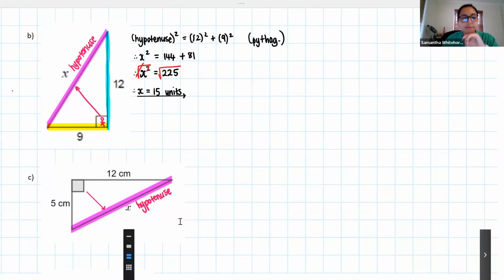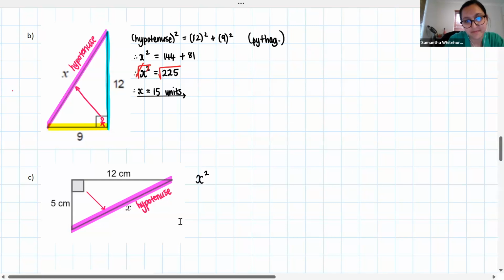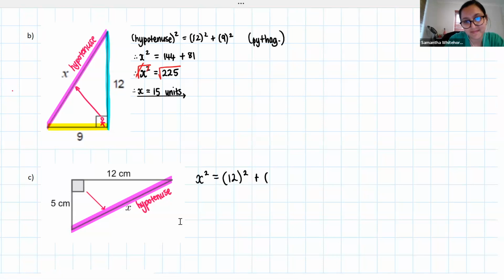Nice one, Lem. Oh, did I unmute you? Sorry. Oh, there we go. So ma'am, what I did, I said x squared equals 12 squared plus 5 squared, and then I left a space, writing Pythag in brackets to signify that I'm using Pythagoras.